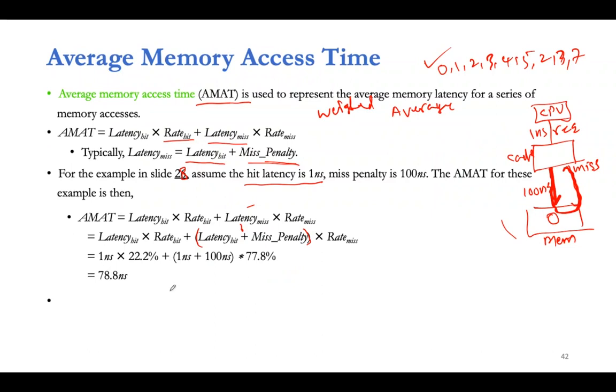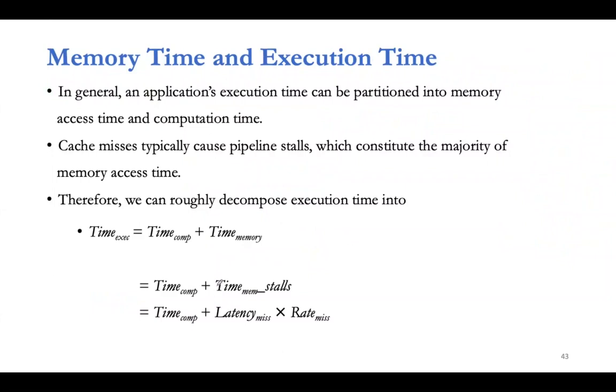So that will give the average memory access time for the given series of memories as 78.8 nanoseconds. So this is very important for your assignment purpose also. This is the way of calculating average memory access time. Then the memory time and execution time.